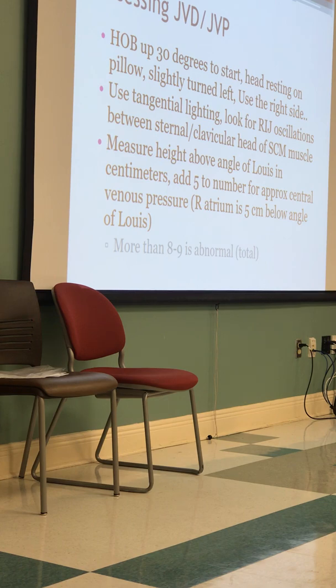So when you're assessing these patients, you want to make their head of bed at 30 degrees. You keep them at 30 degrees. You want to make sure you have good lighting. You're going to measure at the highest point of the right internal jugular vein. So you're going to look for the highest oscillating point of it. And then you're going to measure it at the angle of Louis.